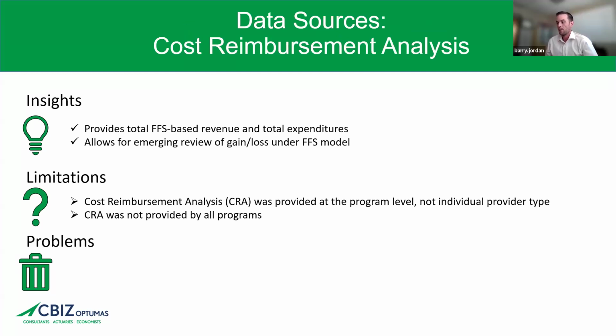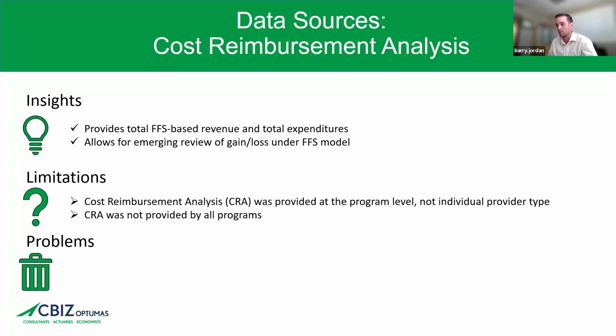Next, we have the cost reimbursement analysis, and this provides total fee-for-service based revenue as well as total expenditures. It allows us to have an emerging view of gain and loss under the fee-for-service model. Some limitations are that the cost reimbursement analysis, or CRA, was provided at the program level, not individual provider type, and it wasn't provided by all programs.